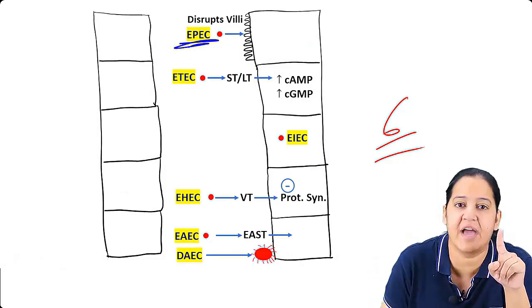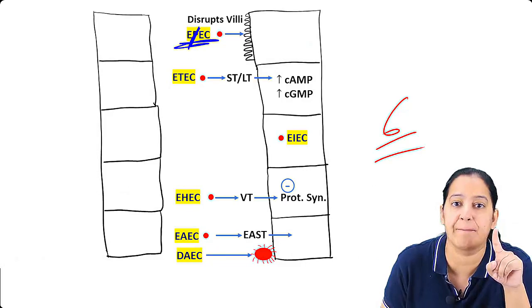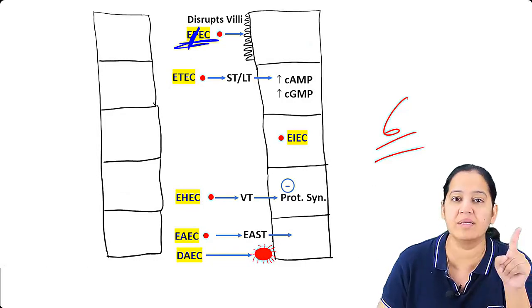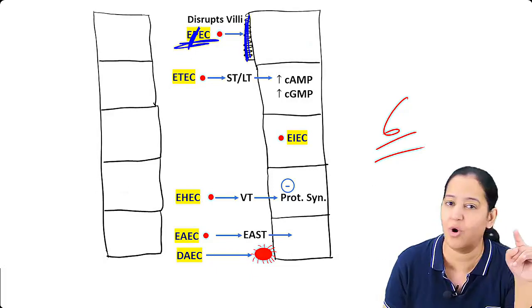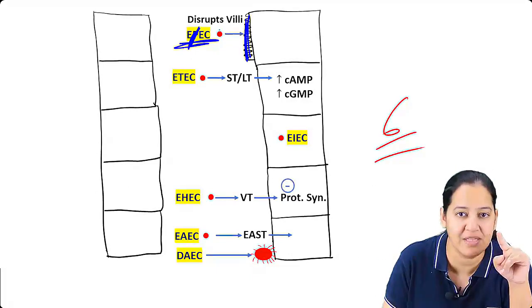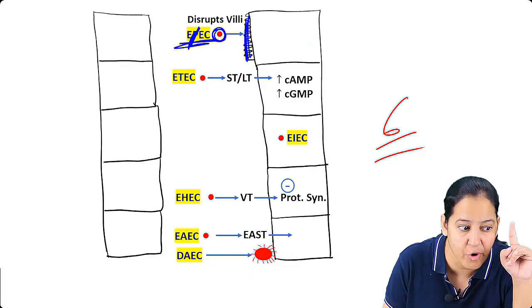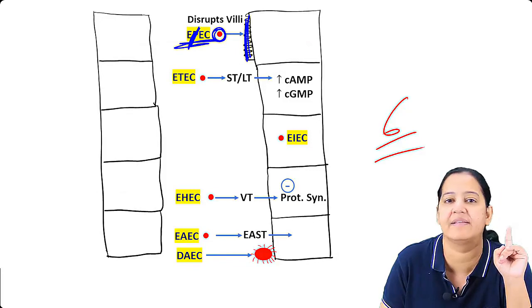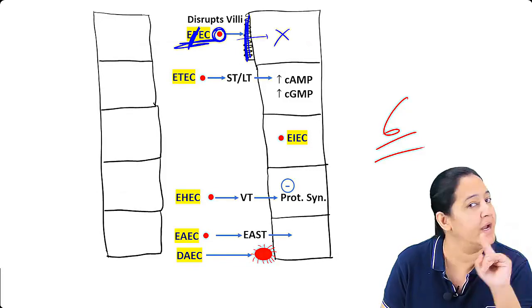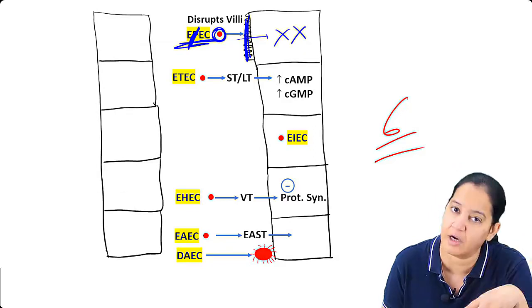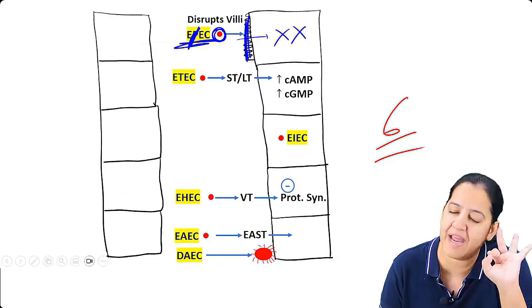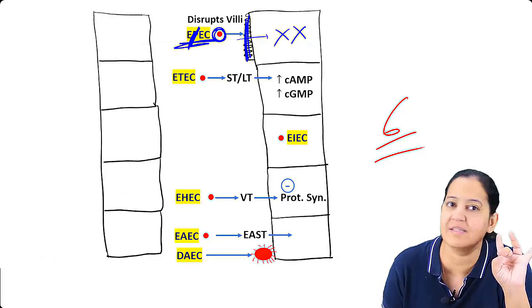Please understand. See the diagram. Enteropathogenic, P for pathogenic. So what does it do? It destroys the villi, the microvilli of the intestine. It does not go inside. This bacteria, can you see the red color bacteria? This red dot is the bacteria. It is not going inside the cell. It is not secreting any toxin. Neither is it going in by itself, nor is it sending its toxin.